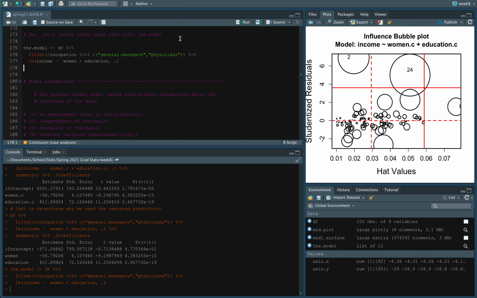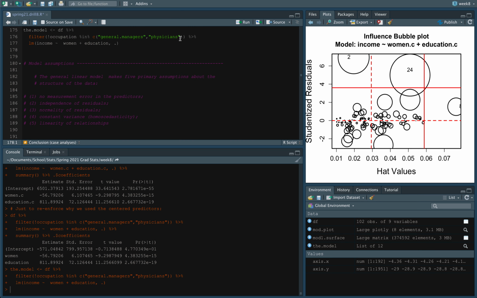Anyway, with our model assumptions, the general linear model makes 5 primary assumptions about the structure of the data. 1, that there's no measurement error. 2, that there's independence of residuals. 3, that there's normality of your residuals. 4, that there's constant variance or homoscedasticity. And then 5, the linearity of the relationships.